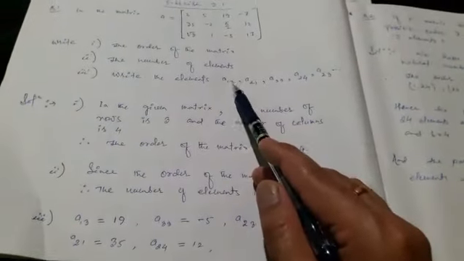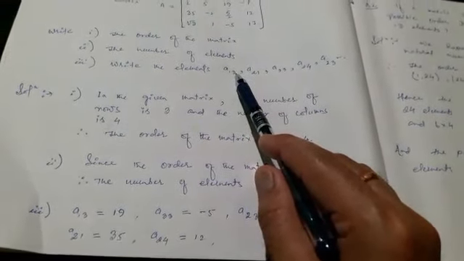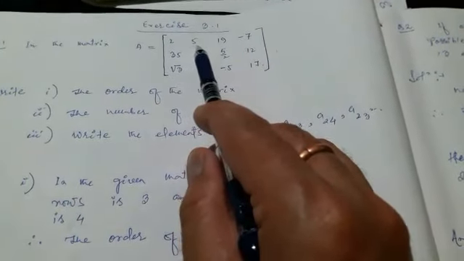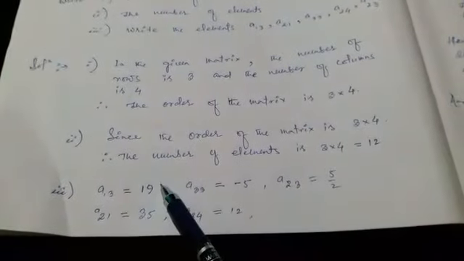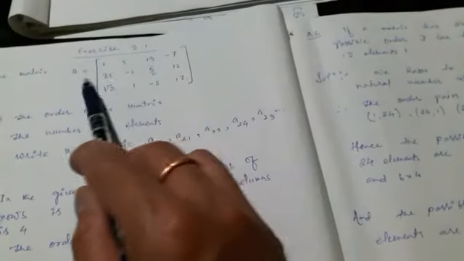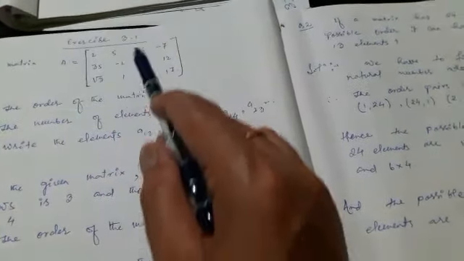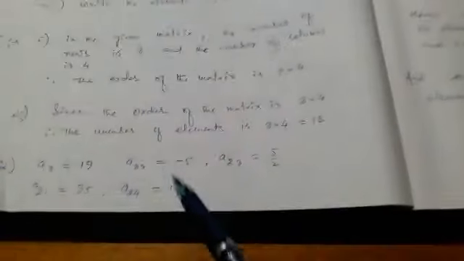Roman number 3, write the elements A13, A21, A33, A24, A23. So let us find out A13. A13 indicates 1 is the first row, 3 is the third column. First row: A11, A12, A13. First row and third column is how much? 19. Then let's find out A33, the third row and third column. First row, second row, third row. Third row and third column: first column, second column, third column. This element is -5. Like this you find out the other elements.